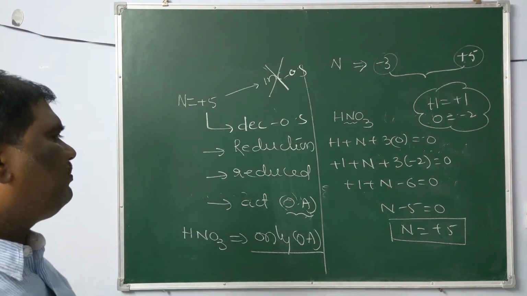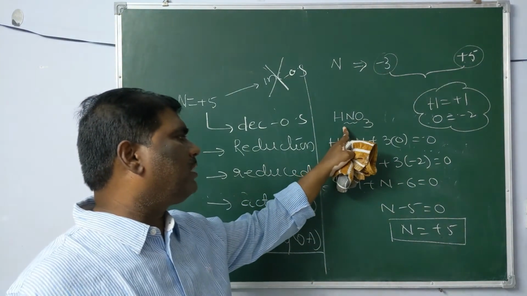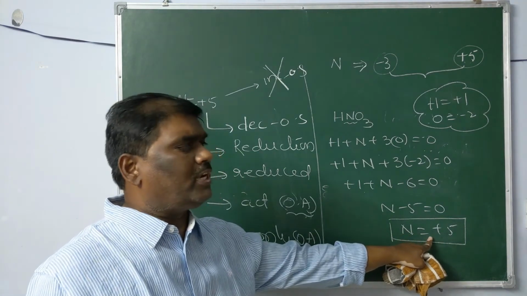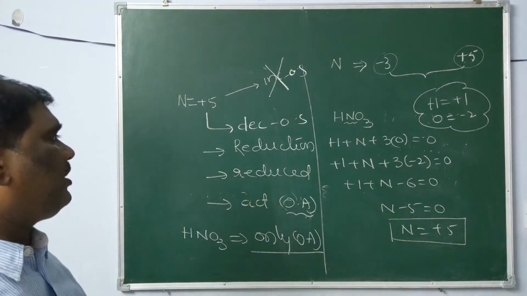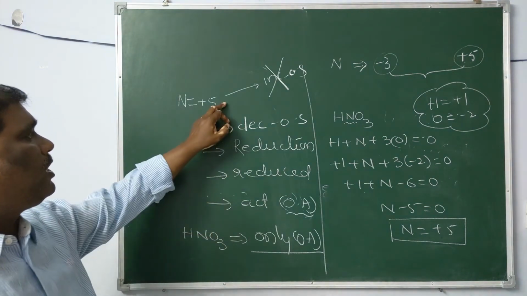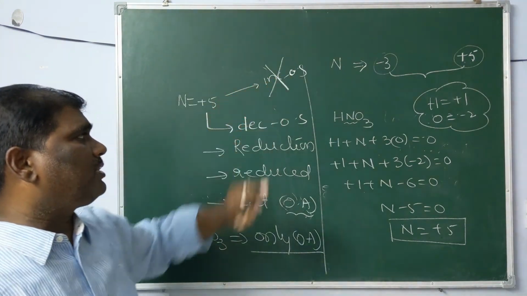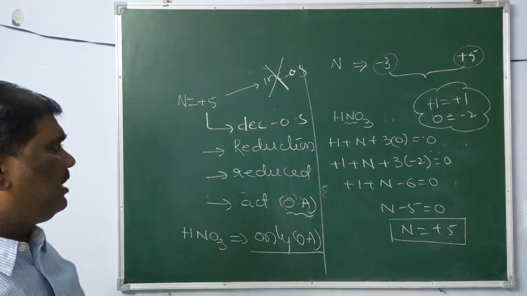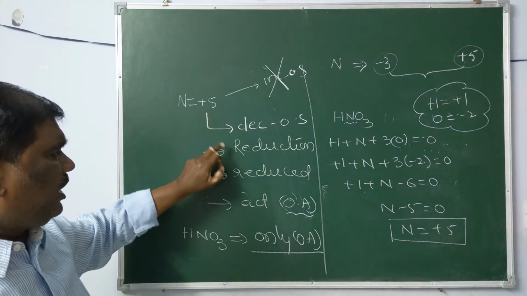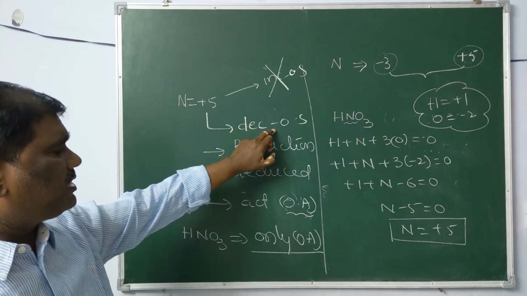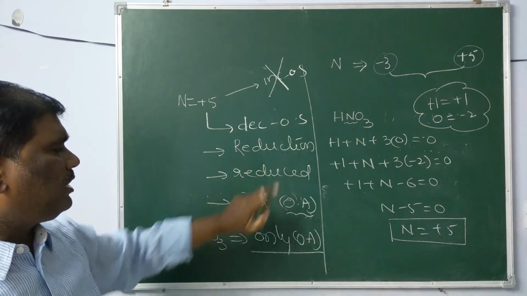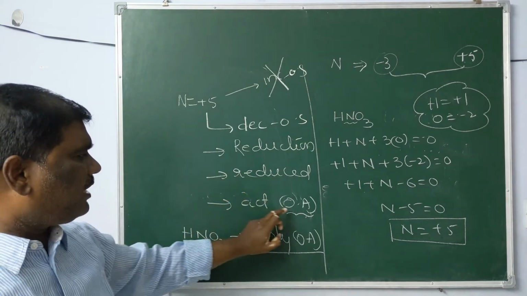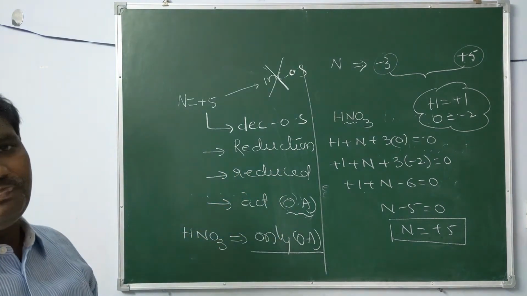Okay. Now first we found the oxidation state of nitrogen. Nitrogen in this species has the highest oxidation state. There is no possibility to increase its oxidation state. Only one possibility to decrease its oxidation state. The reaction in which a decrease in oxidation state takes place is called reduction. So it has to be reduced. Thus it acts as an oxidizing agent.